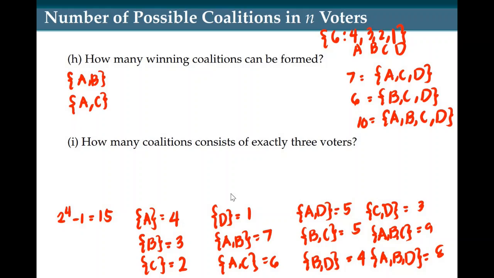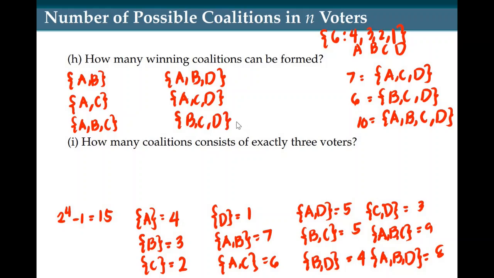We also have A, B, and C with 9 votes. Also, A, B, and D with 8 votes. Coalition A, C, and D with 7 votes. Coalition B, C, and D with 6 votes. And the coalition A, B, C, and D with 10 votes. So we have 1, 2, 3, 4, 5, 6, 7. We have 7 winning coalitions.